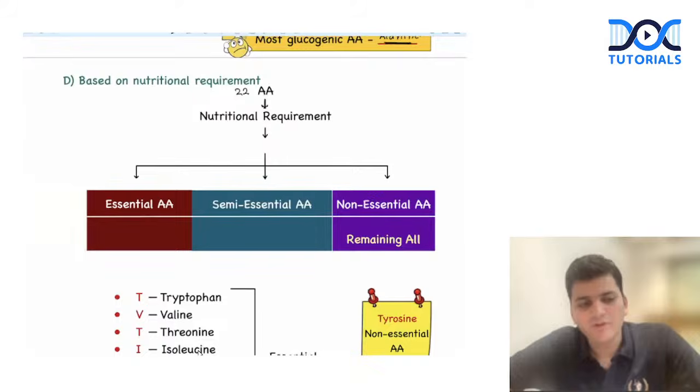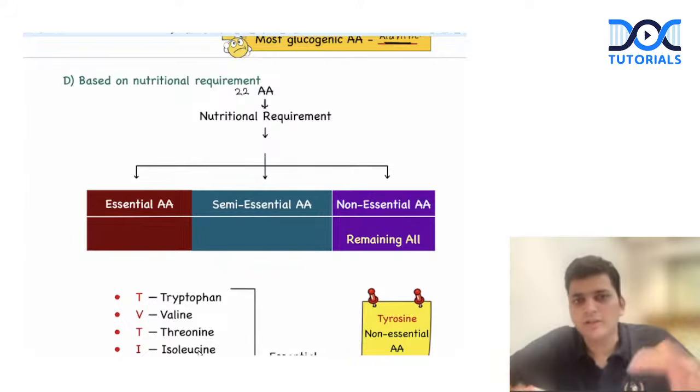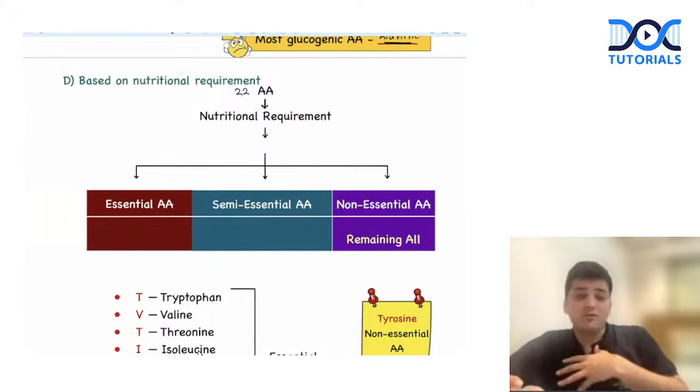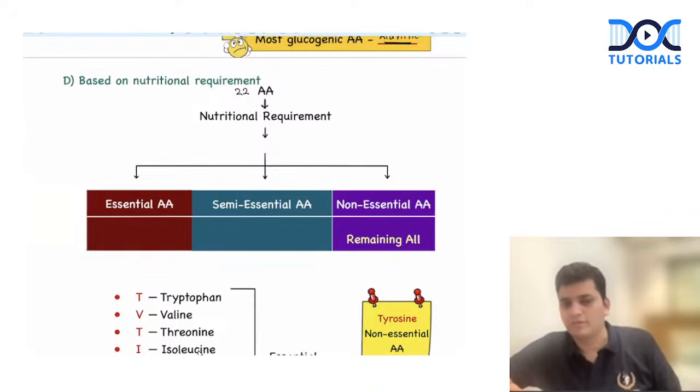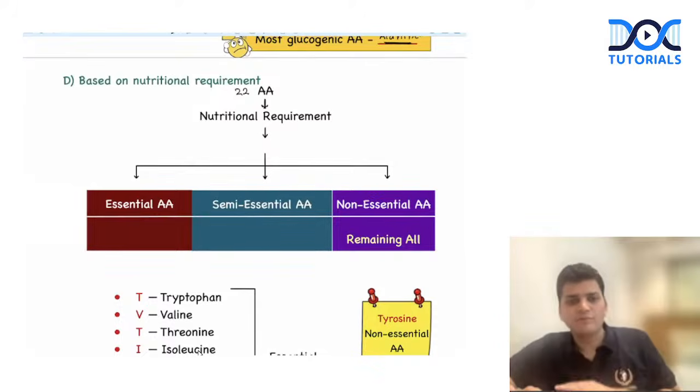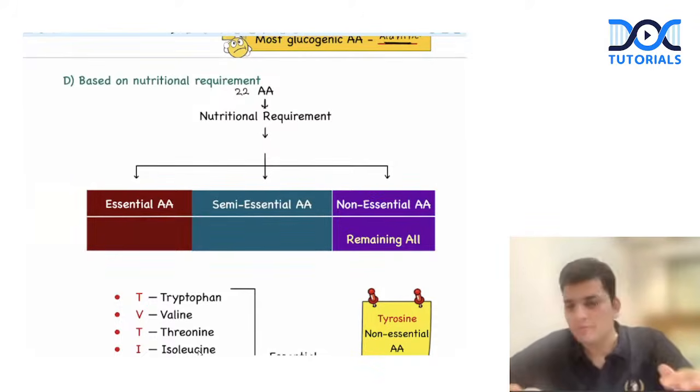Semi-essential is the amino acid which you have to supplement in the diet when you are in the growing age, meaning the pediatric age group. After that, you don't have to supplement. The semi-essential is the one which we are making, but not in adequate amount, so you have to eat at least some amount. And non-essential you don't have to worry about. You are making it and you don't have to eat it. Your body will take care of them easily.